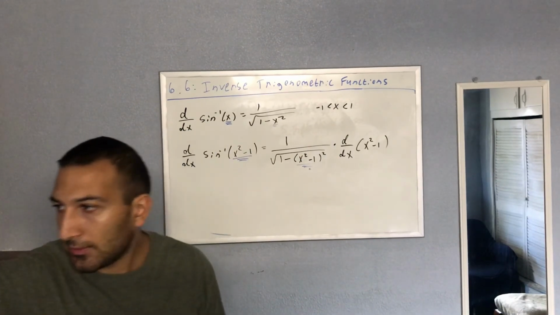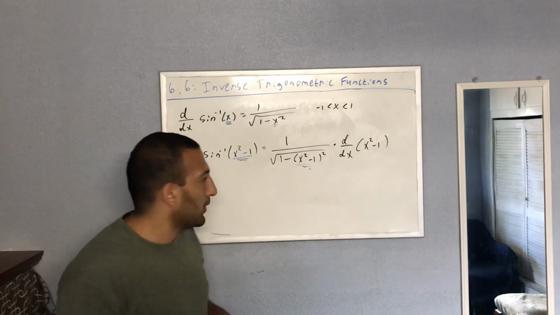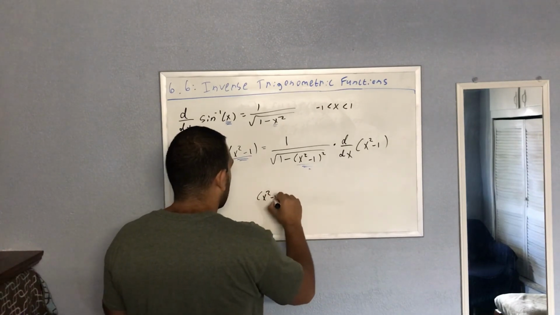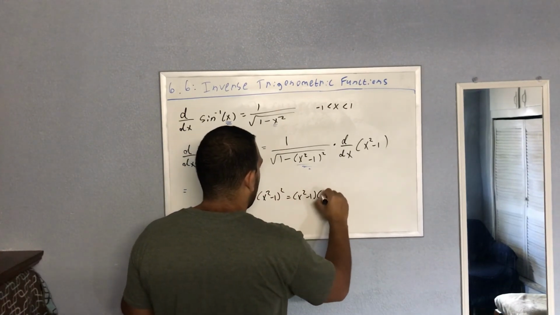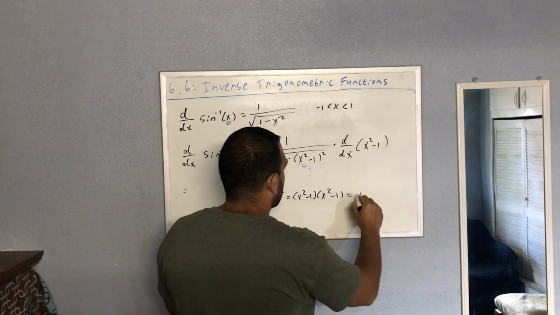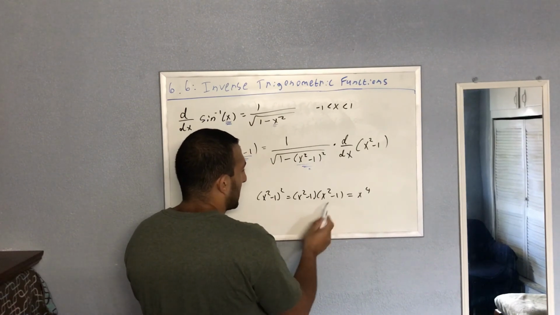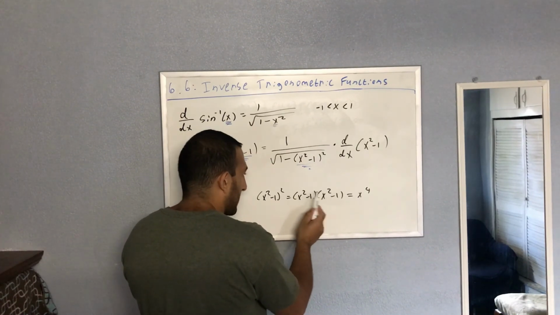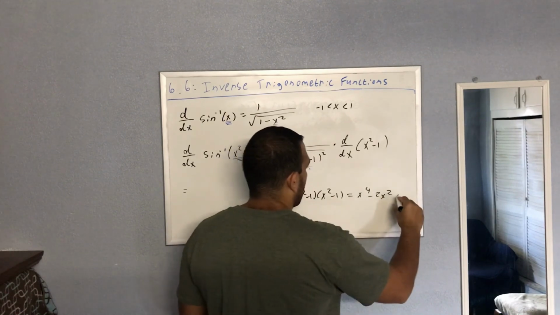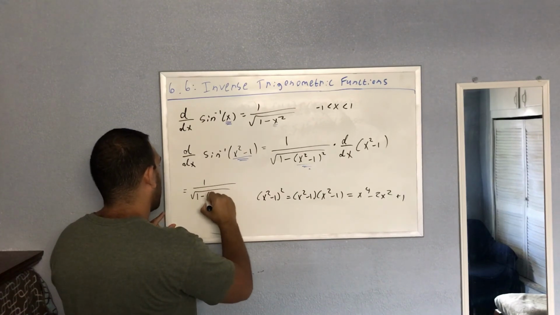Okay, and then I don't know if the problem wants us to simplify this. Yes, it simplifies a little more. So the bottom here, x squared minus 1 squared, is the same thing as x squared minus 1 times x squared minus 1. If you FOIL all this out, you get x squared times x squared, that's x to the 4th, and you get a pair of negative x squareds, because x squared times negative 1 is negative x squared, and negative 1 times x squared is also negative x squared. So when you combine those, you get negative 2x squared and then plus 1. So now we have 1 over the square root of 1 minus that entire quantity.